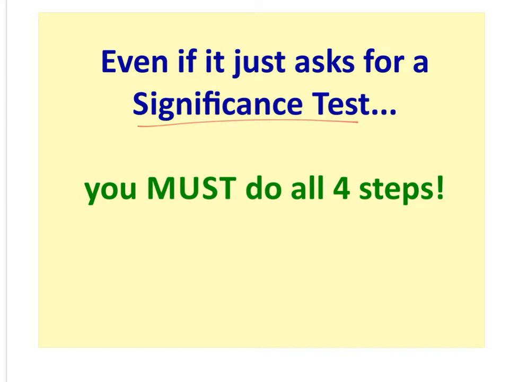Even if it only asks for a significance test, it said do a test of significance, I can't just find P hat and P and say, yay, it's better, or no, it's not better. I have to do all 4 steps. So even if it looks like it's better, we saw P hat was less than P, I still have to do all 4 steps to prove my claim.